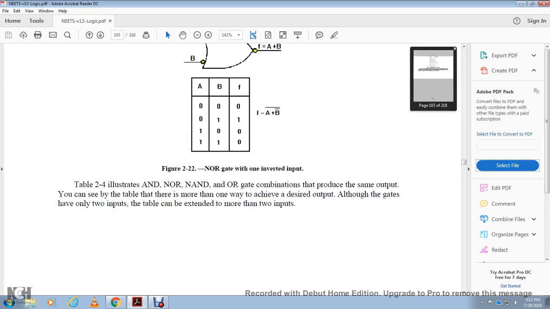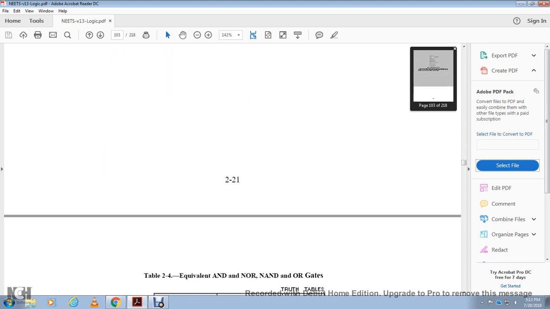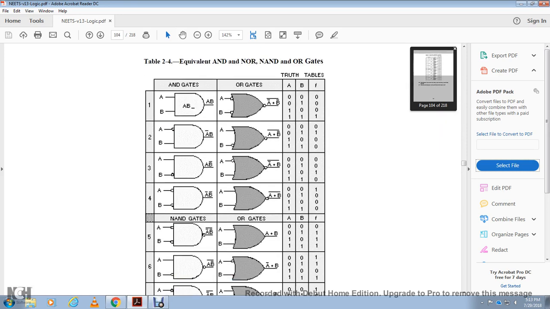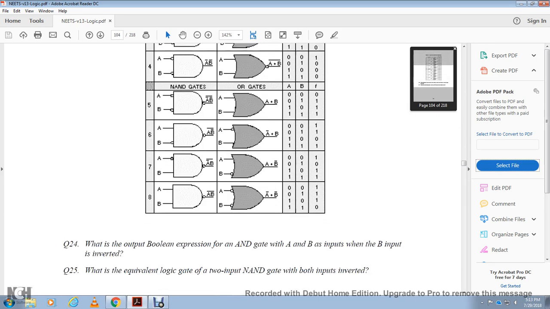Tables 2-4 show the AND, OR, NOR, NAND, and OR gate combinations that produce the same output. You can see from the table that there is more than one way to achieve the desired output. All these gates have only two inputs, but the table can be extended to more than two inputs, and the equivalents would be the AND, NAND, OR, and NOR gates.